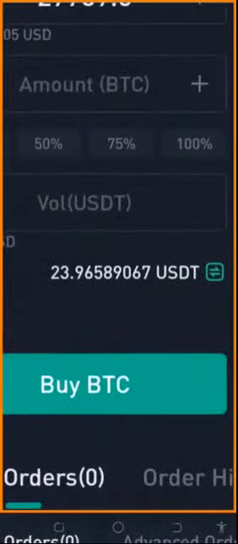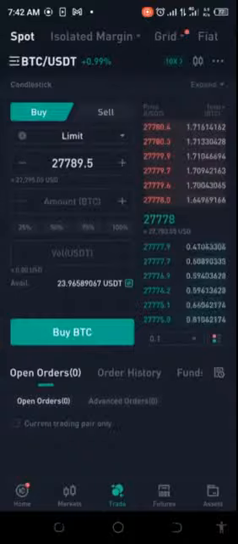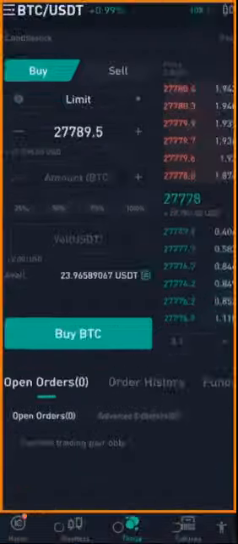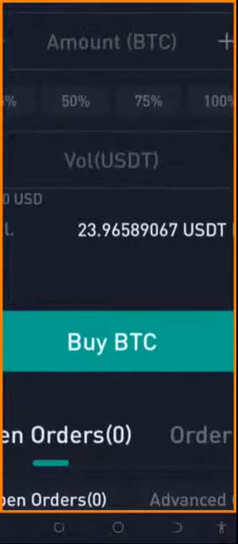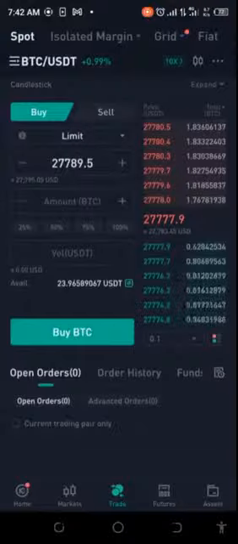Oh yeah, so this is what we have. We've got 23.9658. Now don't forget that we had to pay fees. It was 23.98, but of course don't forget like 2 cents will be removed. That's about 0.1%. So we're left with 23.965. Let's just talk about 23.96.